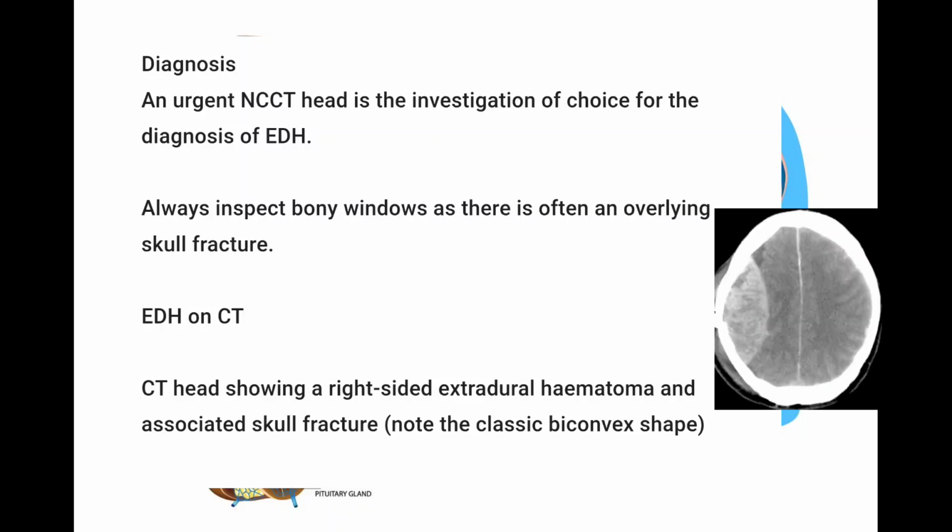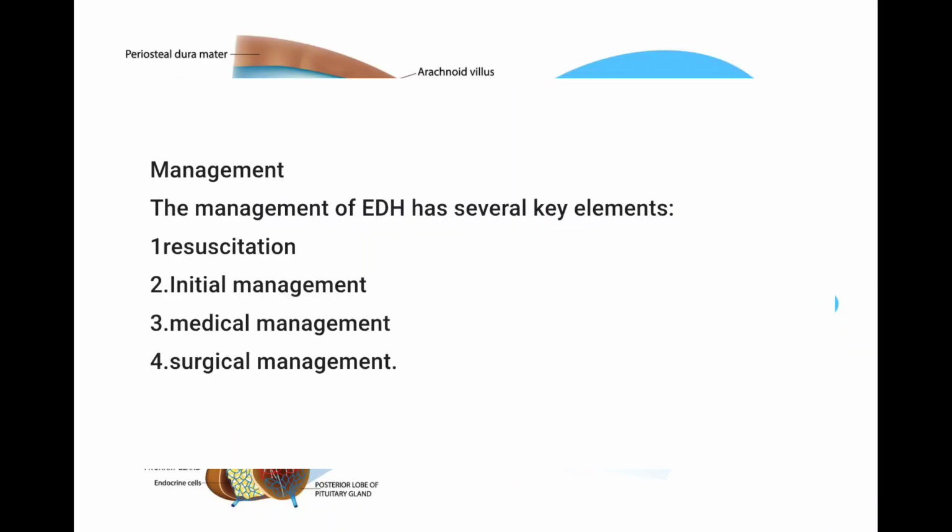An urgent NC-CT head is the investigation of choice for the diagnosis of EDH. Always inspect bony windows, as there is often an overlying skull fracture. EDH on CT head, showing a right-sided extradural hematoma and associated skull fracture. Note the classic biconvex shape.